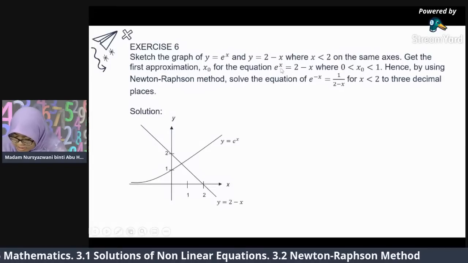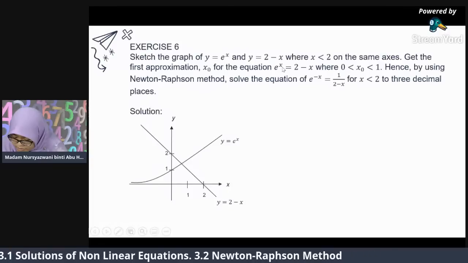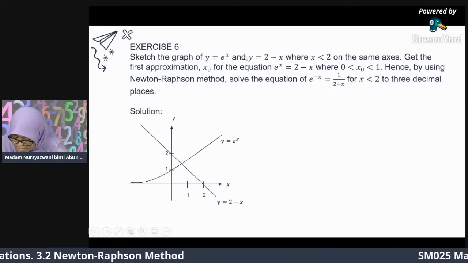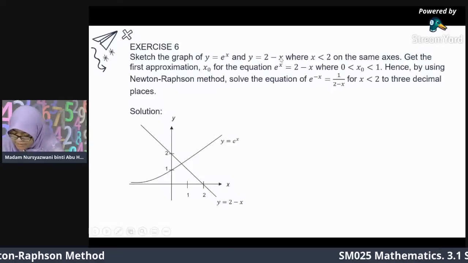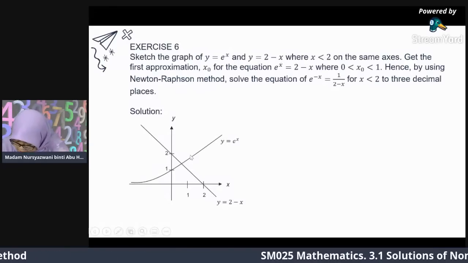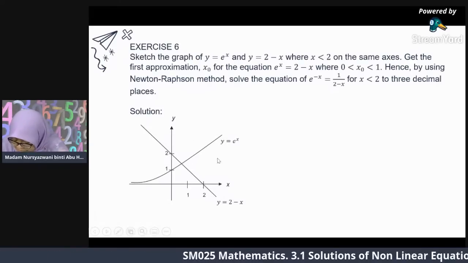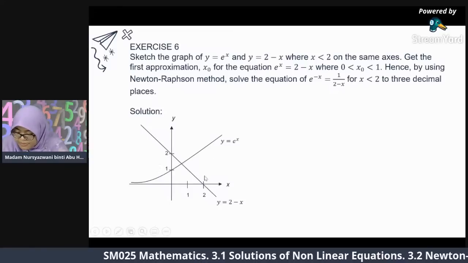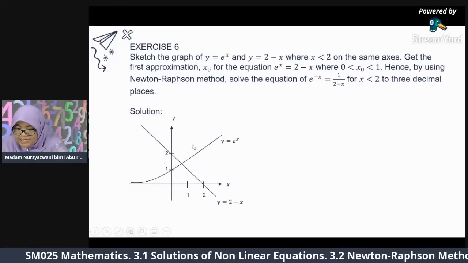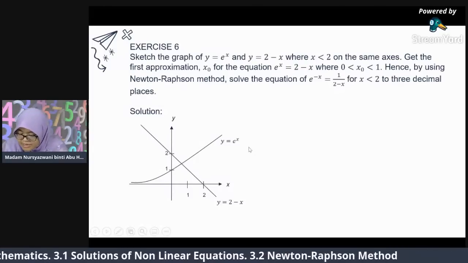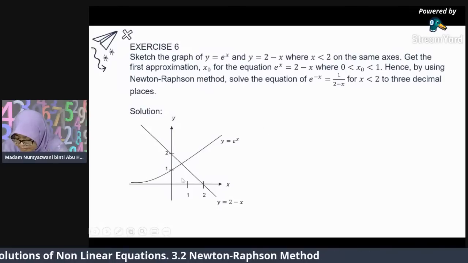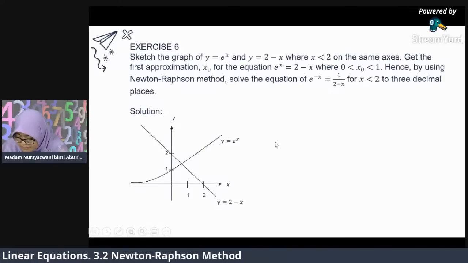So maksudnya kalau awak nampak e to the power of x sama dengan 2 tolak x ni adalah gabungan dua fungsi yang berasingan tadi. Dia hanya gabungkan persamaan tersebut sahaja. So maksudnya kita boleh guna graf ni lah. So graf kalau nak tepat, nak cari first approximation, kena plot atas kertas graf. Baru awak boleh dapat nilai yang tepat. Kalau sketch mungkin tak tepat.